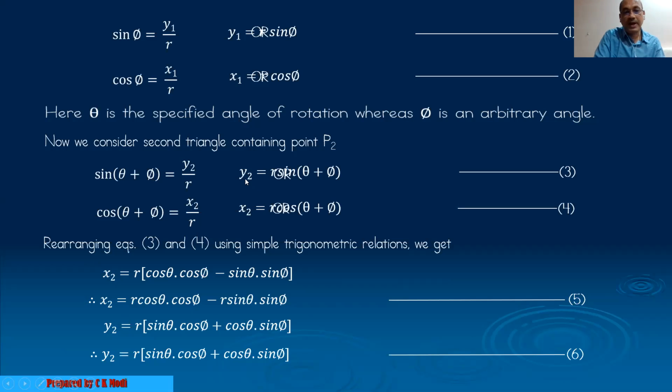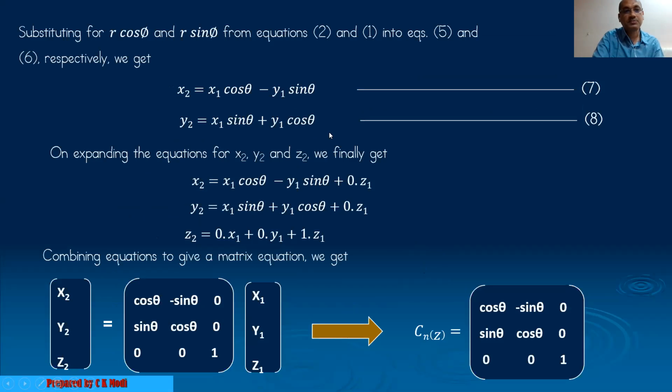Same way, what is the value of y2 using simple trigonometric relations? So y2 is equal to r sine theta cos phi plus r cos theta sine phi. This is equation number 6. So these are the two equations 5 and 6. You have to remember this.